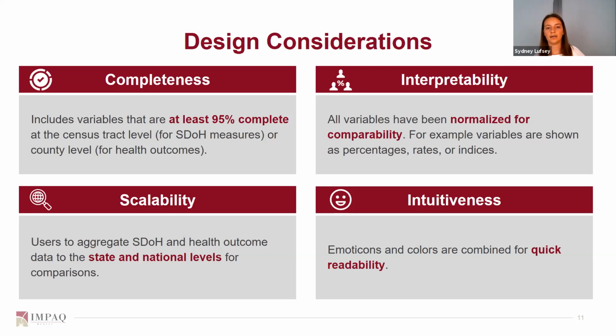So examples of this is we added features to the tool that automatically highlight the bars on the graph. So it better orients the user in terms of where their census tract or zip code is located. We also added emoticons and colors into the performance key so a user could more readily understand where their selected community ranks on a specific SDOH.